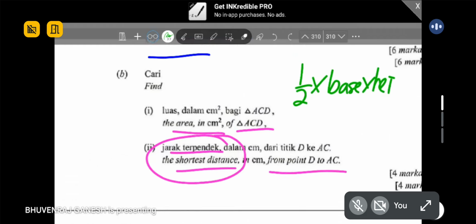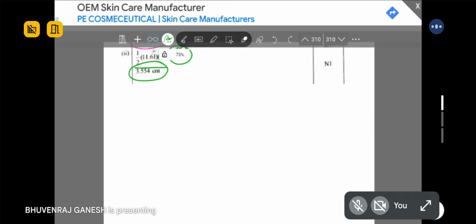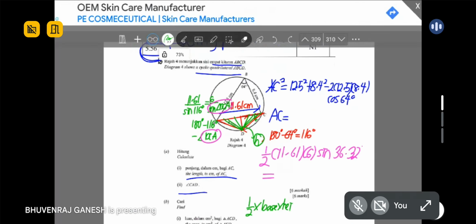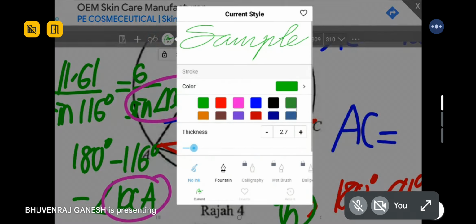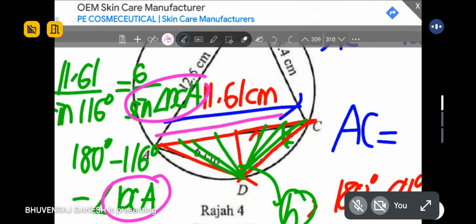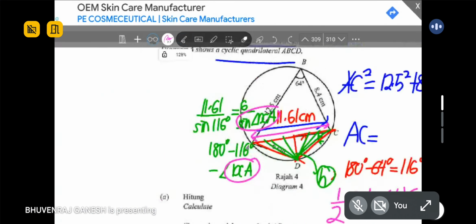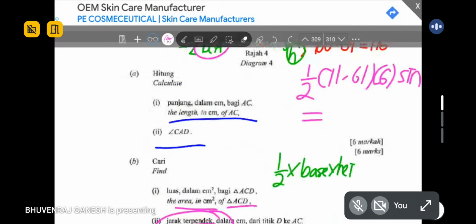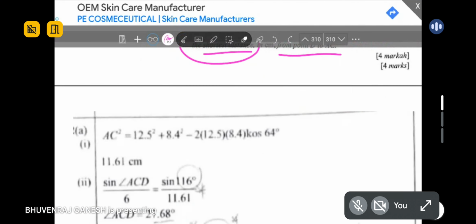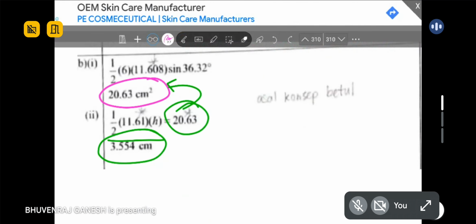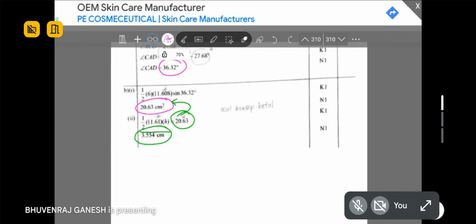So over here, your AC. Okay, this one. This one is your base. Ini adalah tapak kamu, guys. Your AC length. AC is the base. Okay, so that's why it's 11.61. Your answer over here. Okay, understand, guys? Jelas? Are you clear for this question? Can? Okay, so we already complete.